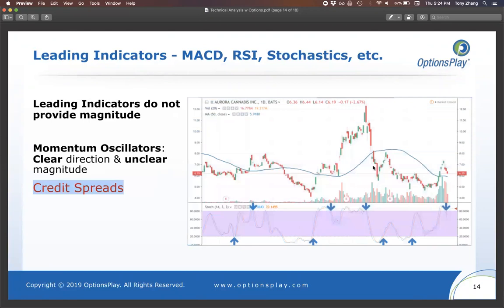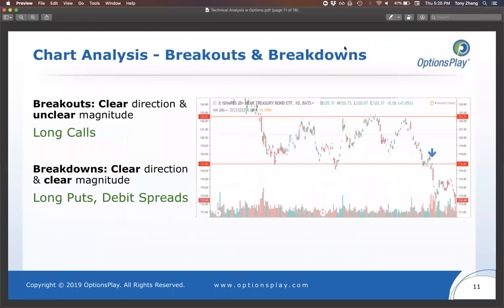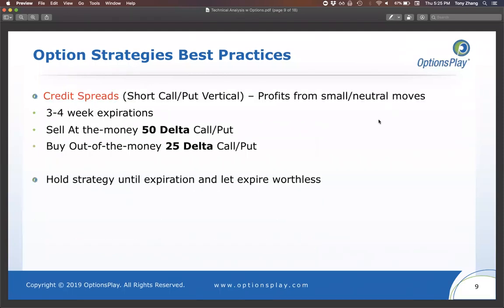Zahir, how far out do you go time-wise, and how long do you generally stay before closing? That depends on your strategy. Like I said, with debit spreads, I think I covered this on the slide about the strategies. On debit spreads, you always want to close out before expiration. On credit spreads, you want to let it expire worthless.